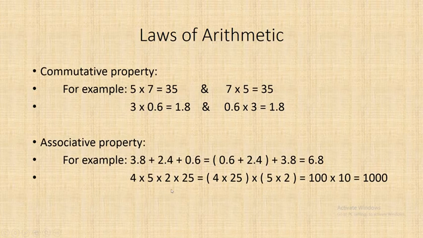Another example, but in multiplication. 4 times 5 times 2 times 25. I need to get this answer. So to make it easier, you can collect the best friends together between brackets. So here, 4 and 25 are best friends, so I will put them between brackets, and they are best friends because it gives me 100. And 5 and 2, I will put them between brackets because they are best friends. And after that, I will multiply all together. So here, 4 times 25 equals 100. 5 times 2 equals 10. And if you multiply 10 times 100, it's going to be 1000.